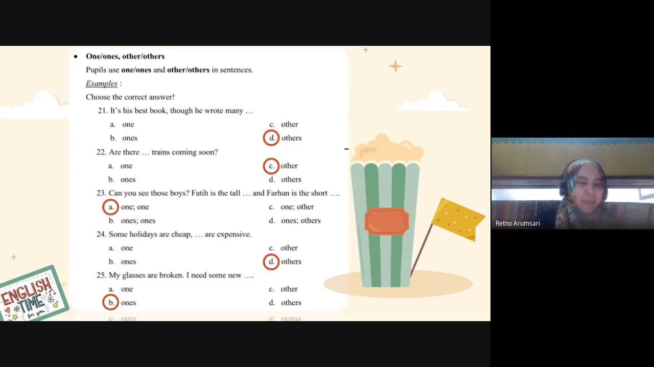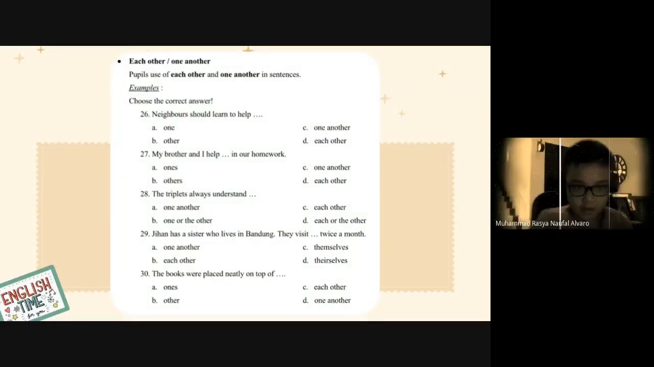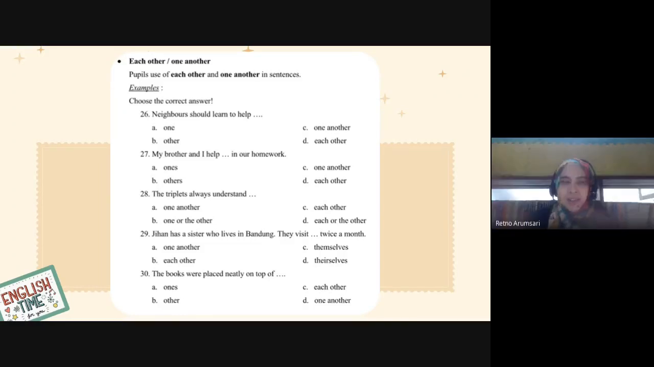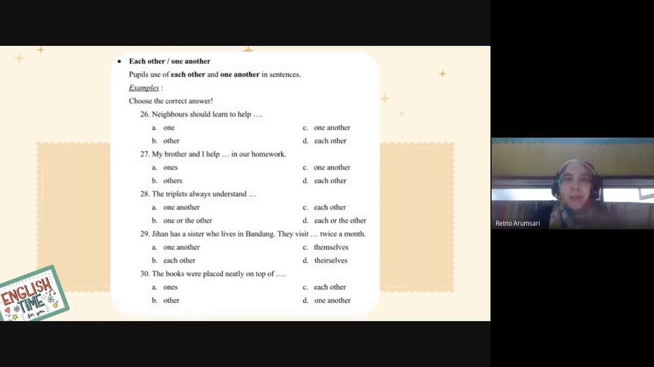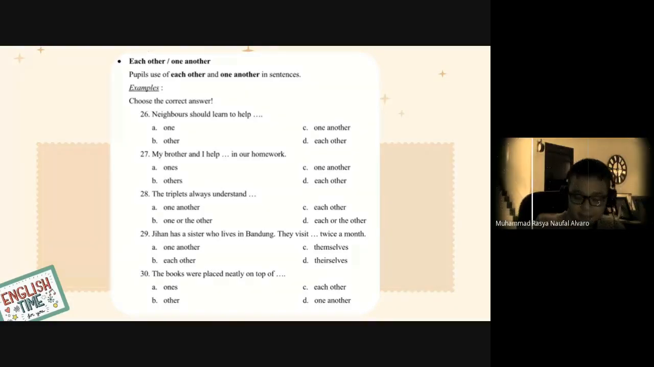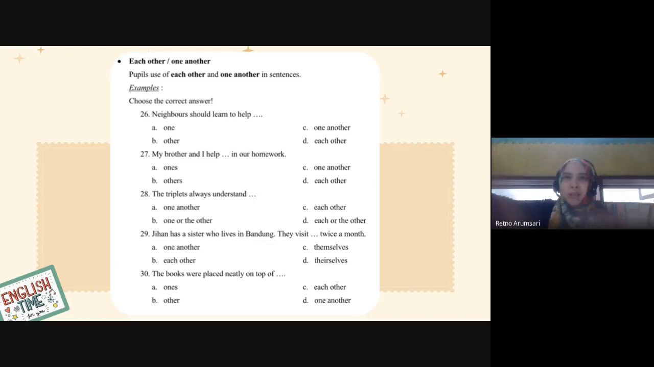Okay. Let's move on to number 26. Thank you, Firman. Rasha. Neighbors should learn to help each other. How many neighbors are there? Are you sure there are two? Oh, I mean one another. The neighbors next door. No, the neighbors in front of you. The neighbors there. The neighbors everywhere.